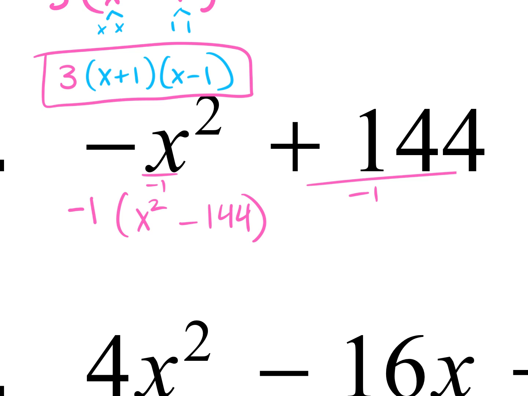Are x squared and 144 both perfect squares? Yeah. So what times what gives us x squared? X and x. What times what gives us 144? 12 and 12. So what's going to go into our parentheses? X plus 12 and x minus 12. Awesome. What am I missing from my answer? The negative 1, the GCF that we took out in the beginning.